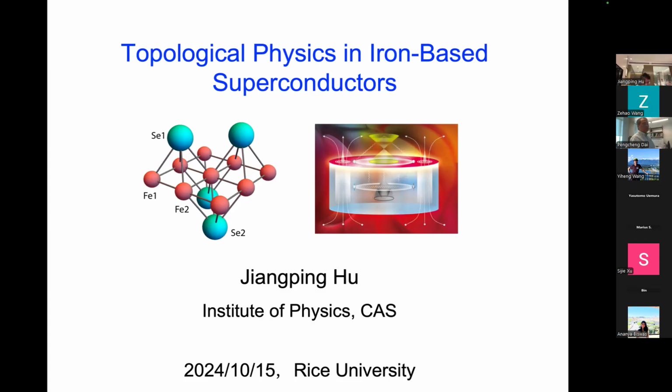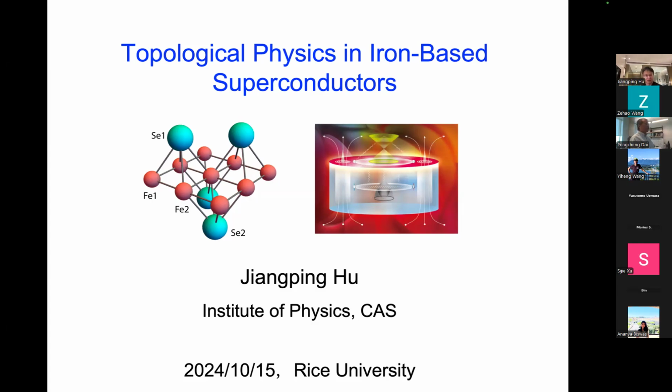We're very happy today to have Jiangping Hu of Institute of Physics, Chinese Academy of Sciences, to give this Frontier Condensed Matter Physics seminar. Jiangping and I have known each other for many, many years, even when he was a student at Stanford with Shuchen, and then he later moved to Purdue University, and more recently he's been working at the Institute of Physics, Chinese Academy of Sciences, as a chair professor.